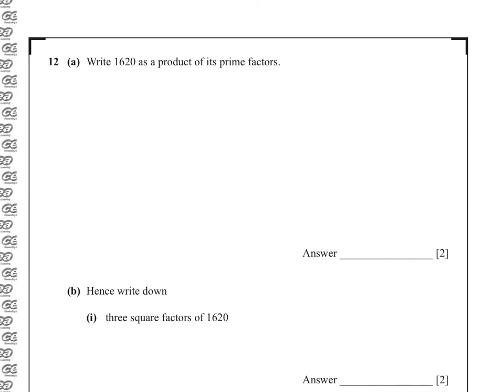To write 1620 as a product of its prime factors, just think of a prime number that goes into this. The first one I'm going to use is 5. 5 goes into 16 3 times, goes into 12 twice, and it goes into 20 4 times.